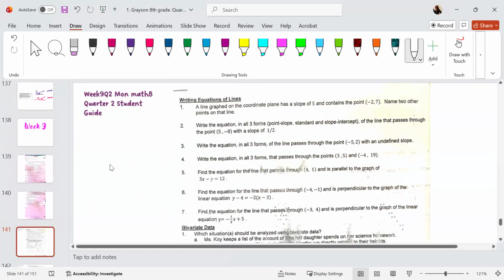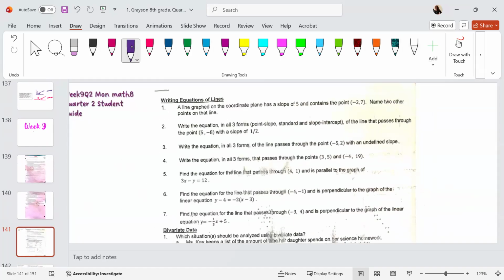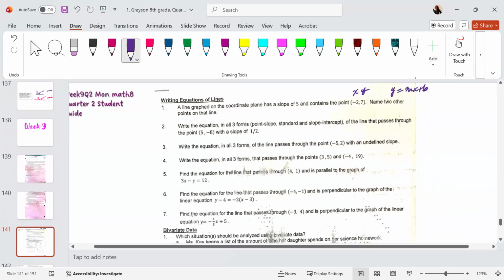All right. So number one, explain what you did, please. Okay, so a line graph from the coordinate plane, the circle. Yep. So when you're finding this slope, you have to use this slope formula, which is y2 minus y1 over x2 minus x1. So then that's 5 equals y2 minus 7 over x2 plus 2.